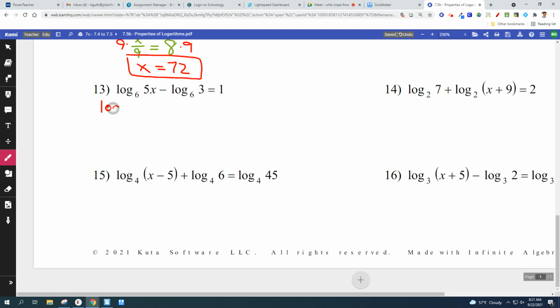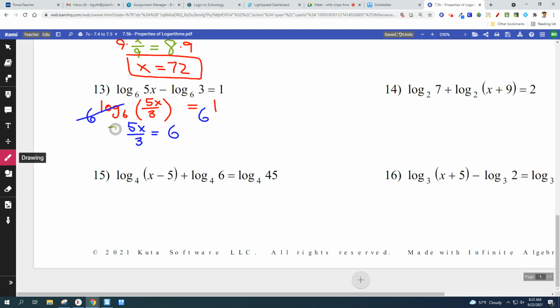Subtraction changes into what? Division. So 5x over 3. And division does have to be in that order. You have to do the first one divided by the second one. Multiplication is interchangeable, but division is not. Okay, log base 6 of 5x over 3 equals 1. What are we going to do now? Okay, base 6 on both sides, yes. To cancel, I've got 5x over 3 equals 6 to the first power, which is 6. Very good.